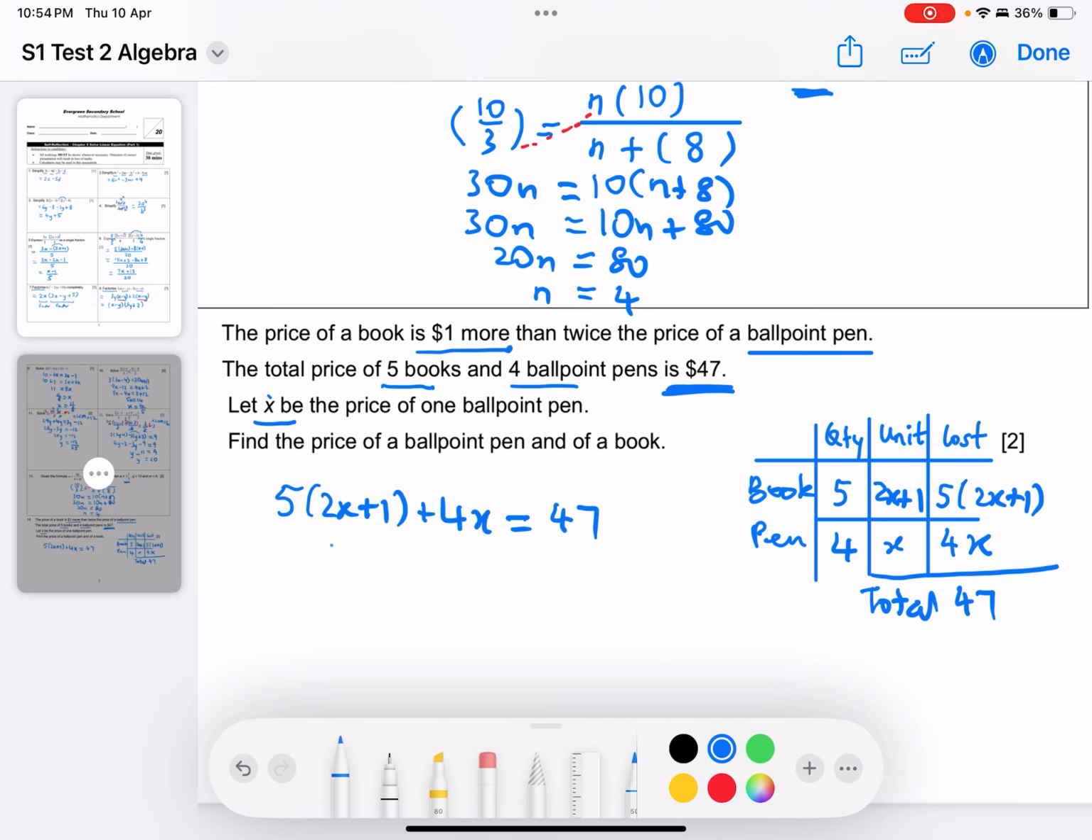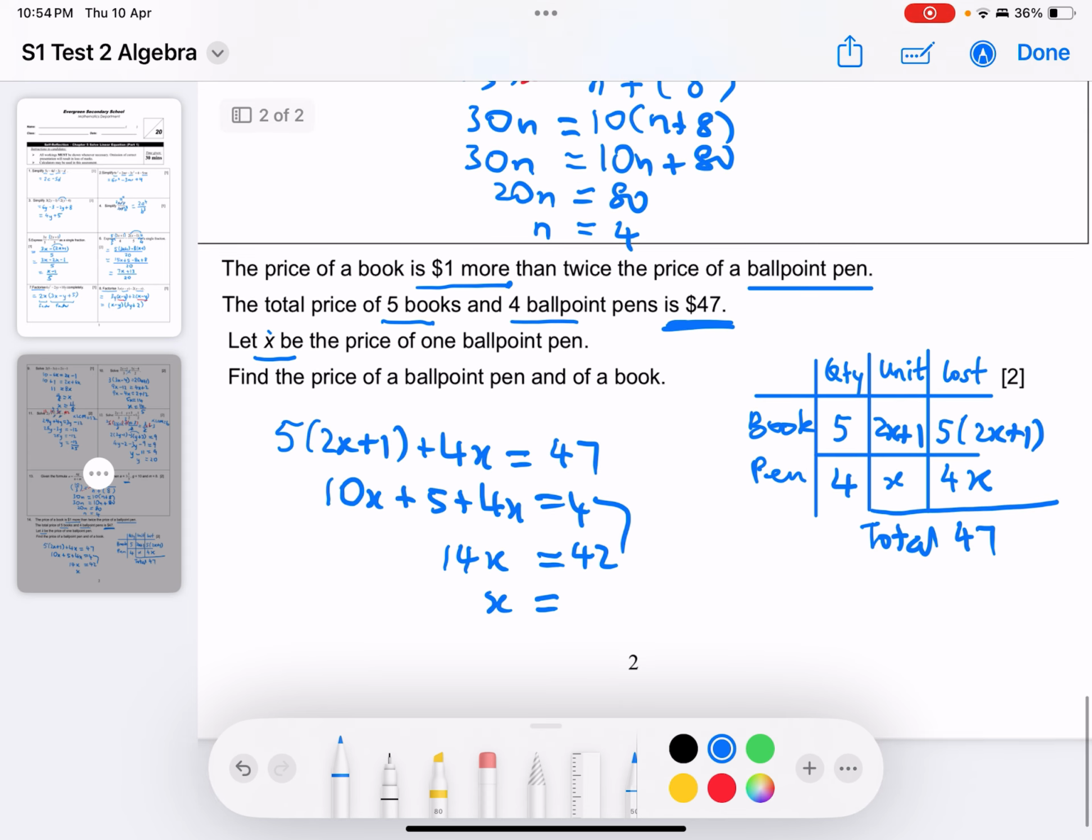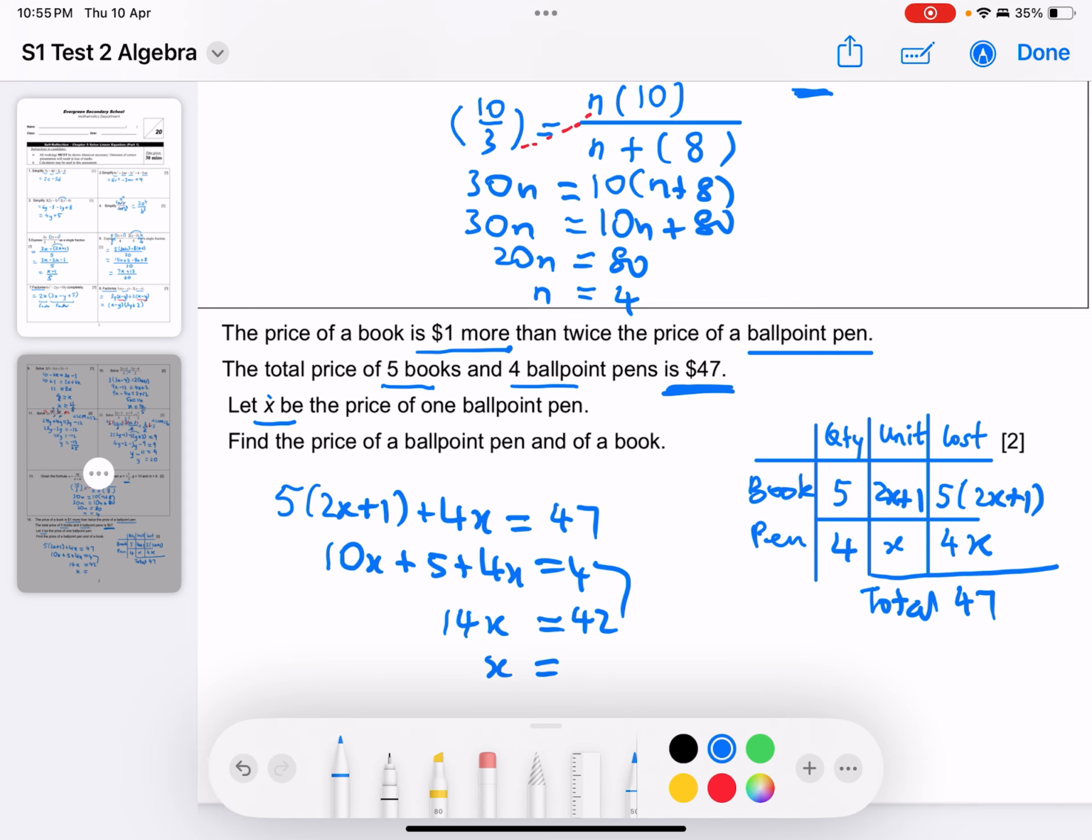Okay, so solve it. 10x plus 5 plus 4x is 47. Right, so we have 14x equals 5 is plus, bring over is minus. So 47 minus 5 is 42, and x is 3.